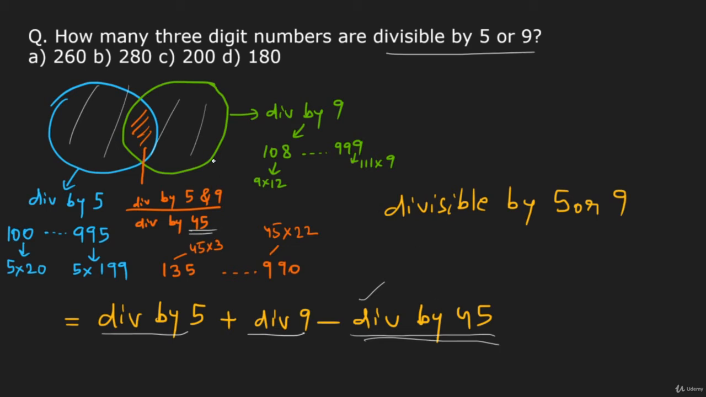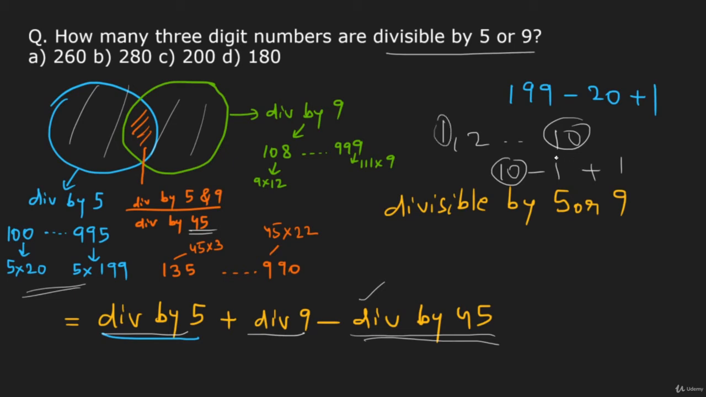All right, now when it comes to the numbers divisible by 5, that's 5 into 20 till 5 into 199. How many numbers are involved over here? You can find that out by 199 minus 20 plus 1. How do you derive this? Say you have the numbers 1, 2 up to 10. How many numbers are involved? That's 10 minus 1 plus 1, right? 10 is the last number, 1 is the first number, and you have to add 1 to it. So 1 to 10, we know it's 10 numbers. 10 minus 1 is 9, 9 plus 1 is 10.